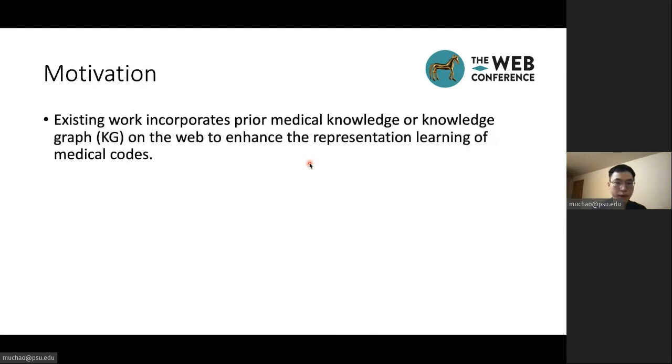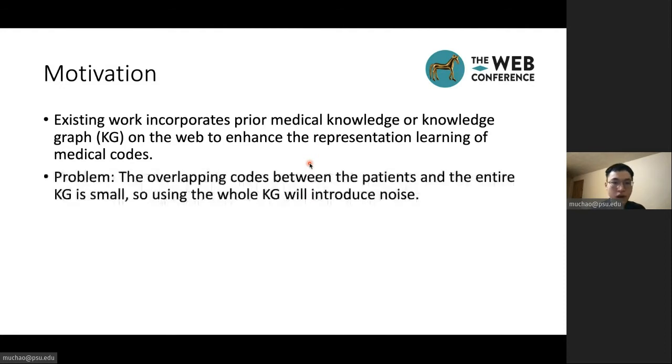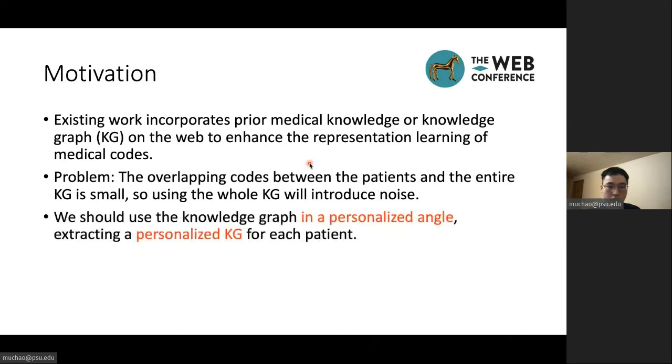And for the motivation, existing work incorporates prior medical knowledge, a knowledge graph on the web, to enhance the representation learning of the medical codes. The problem is that the overlapping codes between the patients and the entire knowledge graph are few, so using the whole knowledge graph will introduce noise. We should use the knowledge graph from a personalized angle, extracting a personalized knowledge graph for each patient.